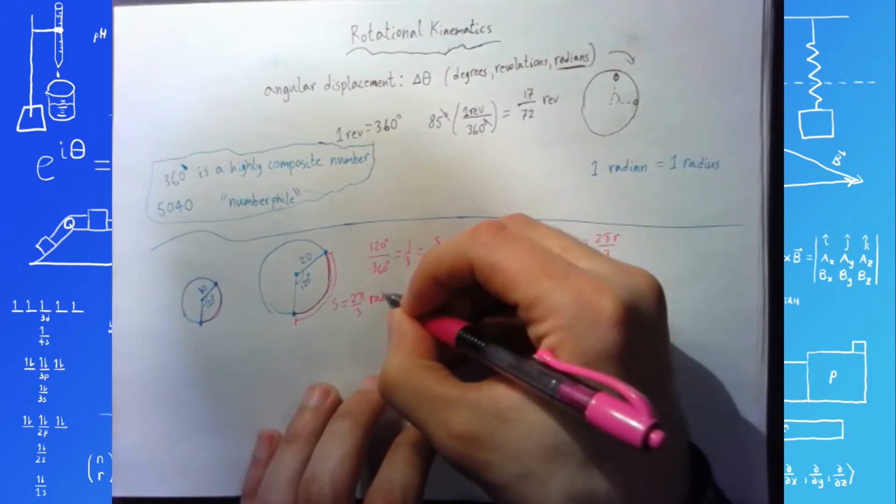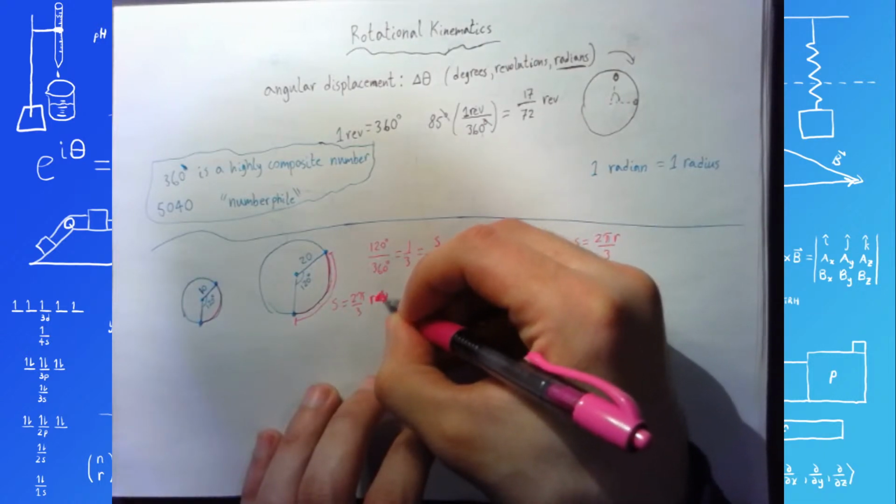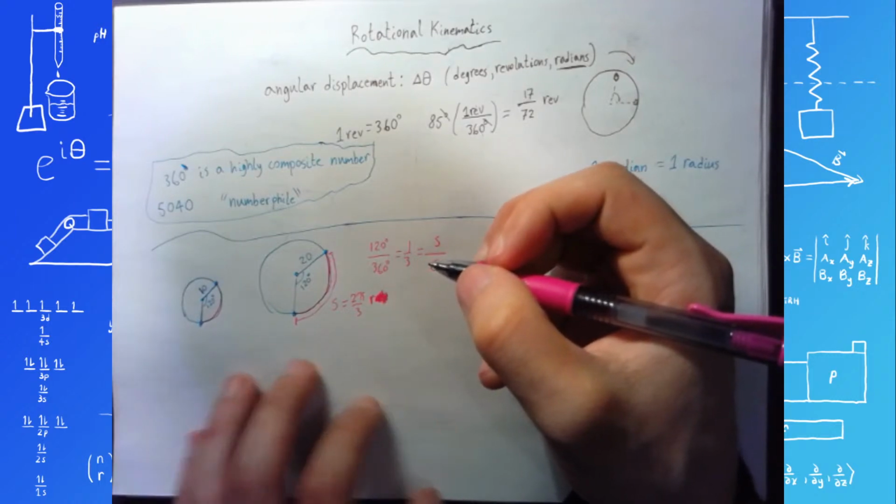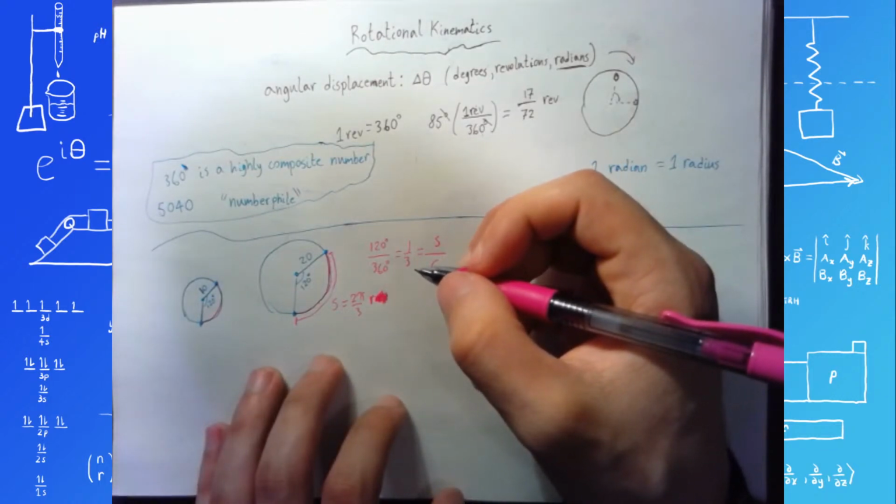Wait, no, S is 2 pi over 3 r. Great, having brain malfunctions already. What a great way to start a stream.